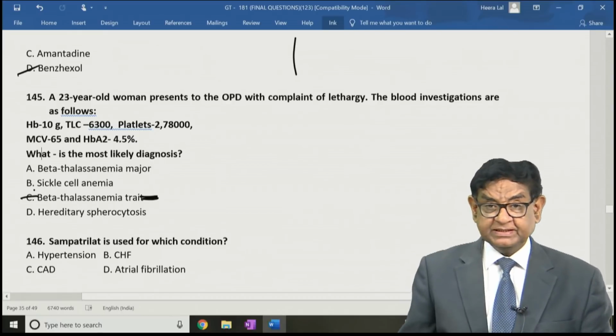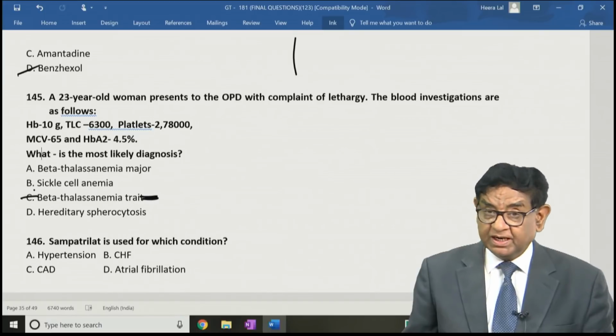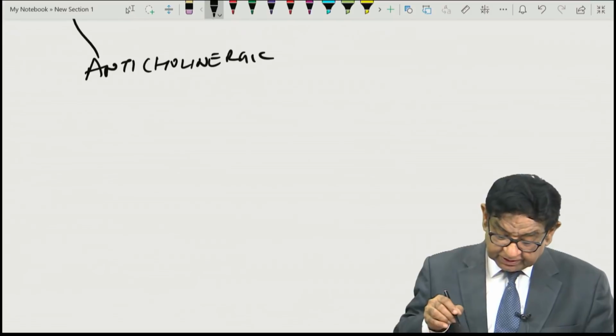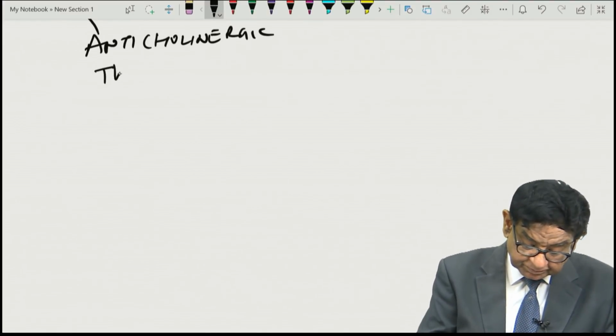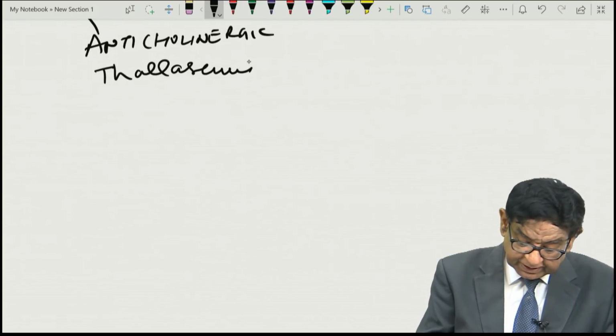So before I discuss this question, let me tell you some basic concept about beta thalassemia. This is not known to most of students. Thalassemia, basic concept.